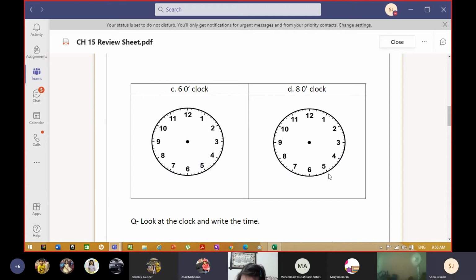Teacher, am I supposed to do this? Is this question 1? Beta, 8:30 is not a timing clock. Draw 8:30. Okay, teacher, I'm doing it. Wait.